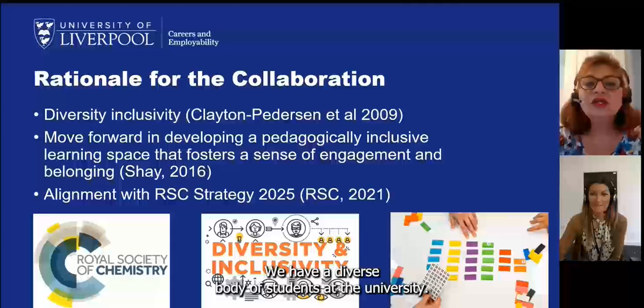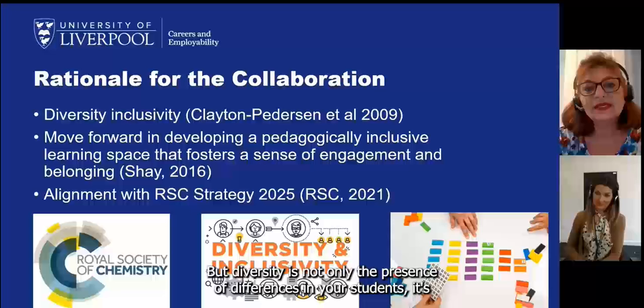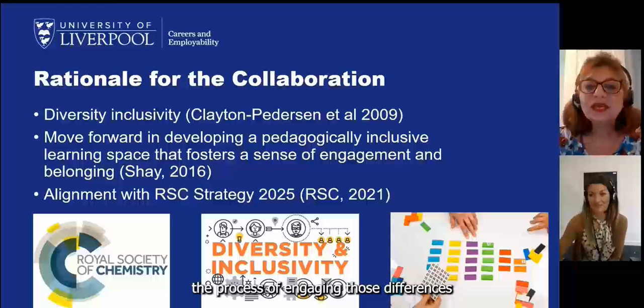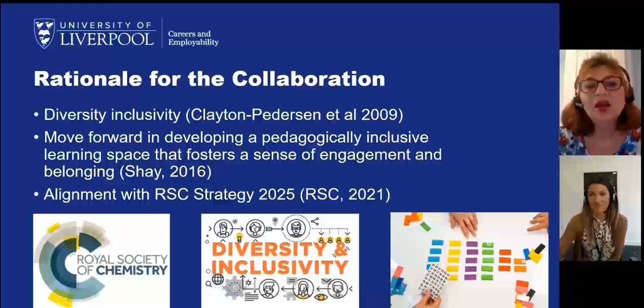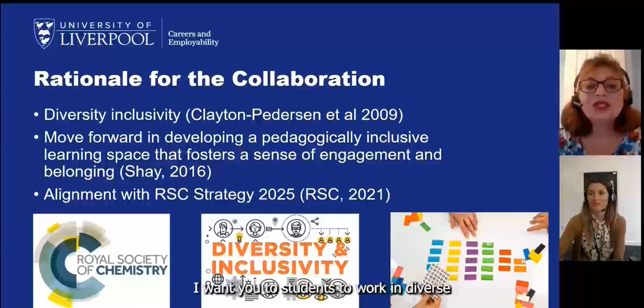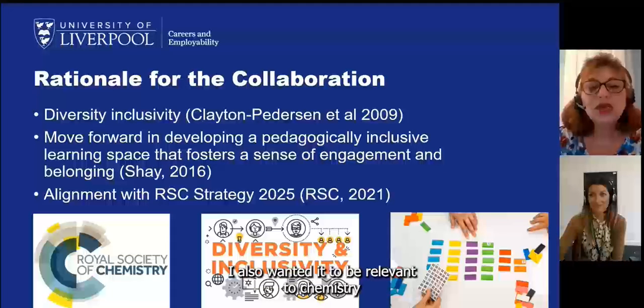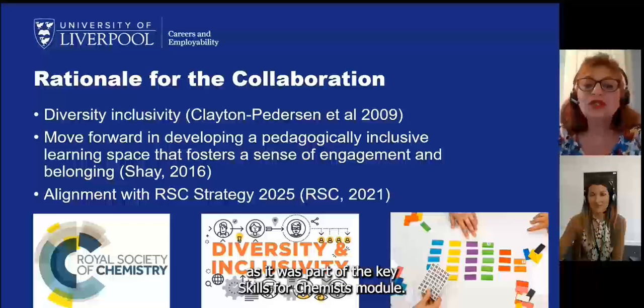We have a diverse body of students at the university, but diversity is not only the presence of differences in students, it's the process of engaging those differences in an intentional, purposeful manner. I was looking for a group activity that raises EDI awareness among students. I wanted the students to work in diverse groups and have a fun activity. I also wanted it to be relevant to chemistry as it was part of the key skills for chemists module.